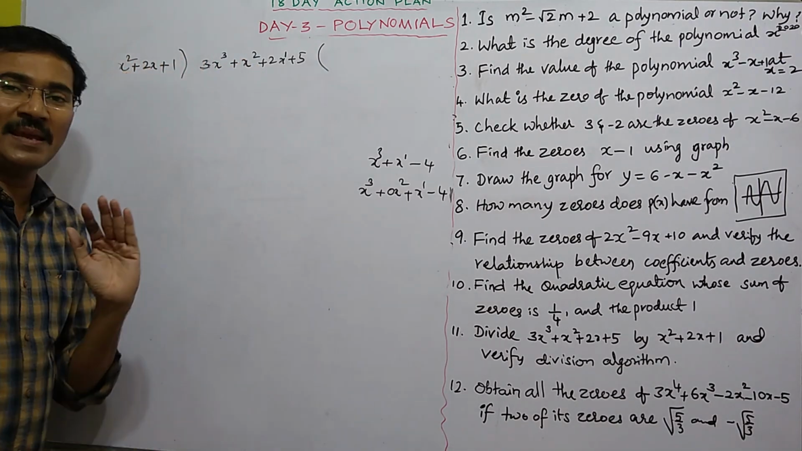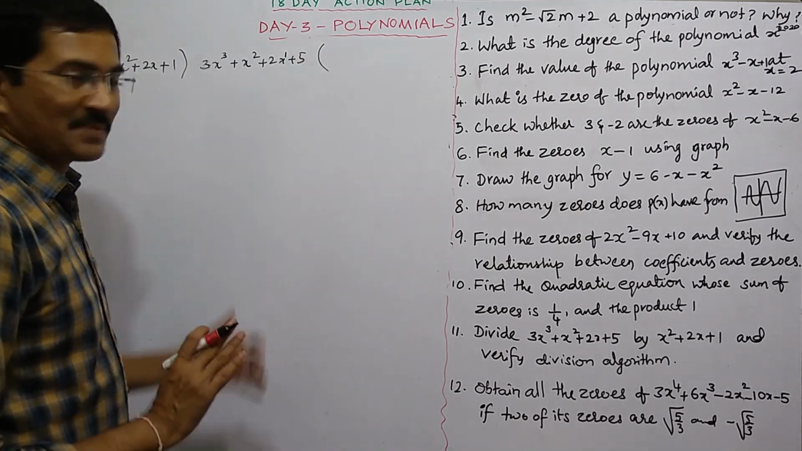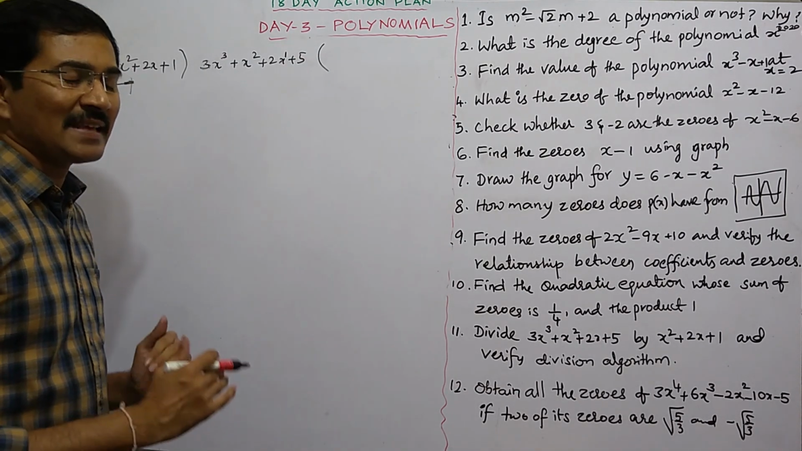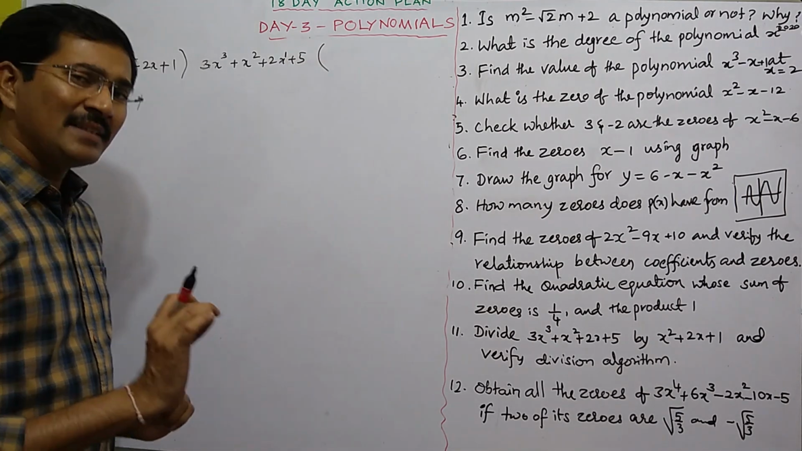This one also you have to do the same. This is the primitive thing you have to do. Now let us begin the steps: how to do the division. It is same as the other division, but while taking the quotient, it's a little bit different.